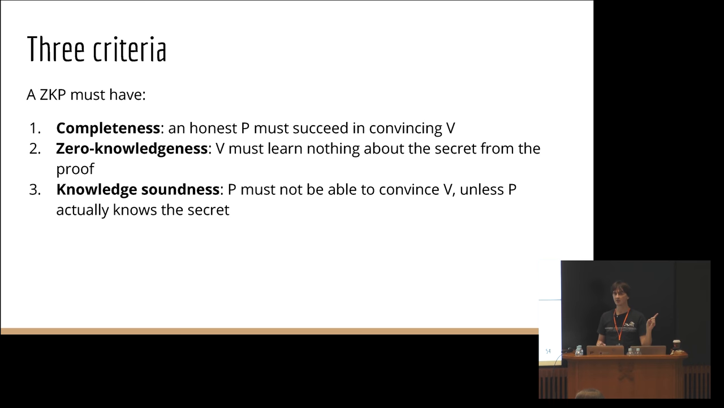Anyway, so we talked about these three criteria. I'm talking about them again. Completeness means that an honest prover must succeed in convincing the verifier. Right, okay. We'll talk a little more about this. We're actually going to go through a few examples. So this is the one that makes the least sense, I think, right now. But we also have something called zero knowledgeness, which means that no one learns anything. The verifier must learn nothing about the secret from the proof. And then there's something called knowledge soundness, which is that unless P knows the secret, they should not be able to convince the verifier that they know the secret, right?